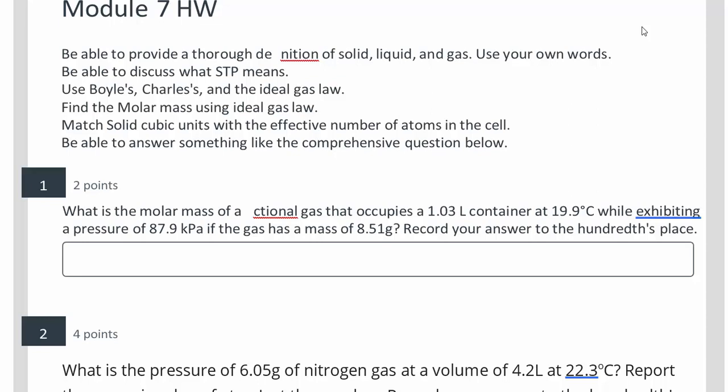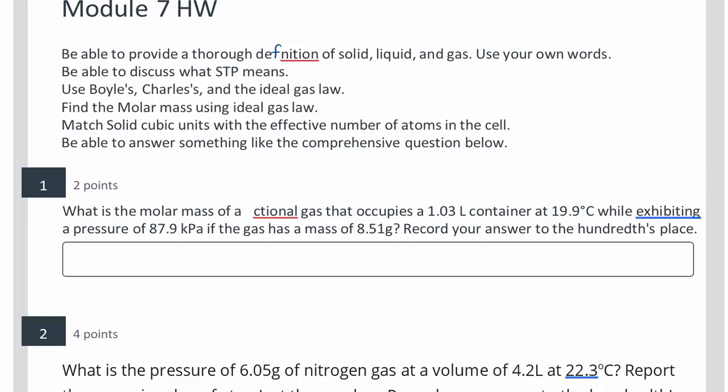For the Module 7 homework, I'd first like to call your attention to the text box at the top where it says, although the formatting has flubbed a little bit on my copy here, you should be able to provide a thorough definition of a solid, liquid, and a gas. So this will be a collegiate level definition. I want you to use your own words.